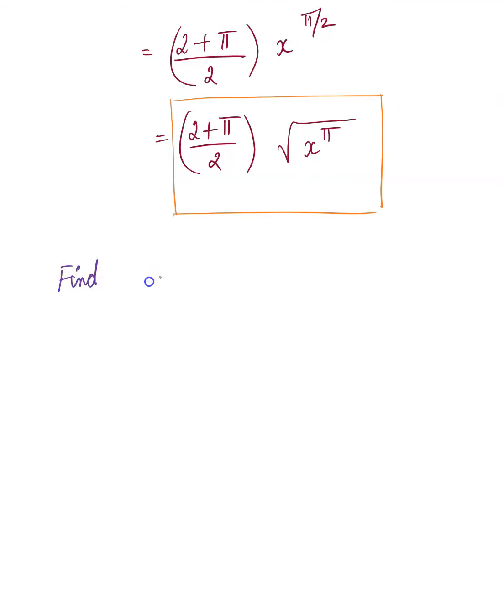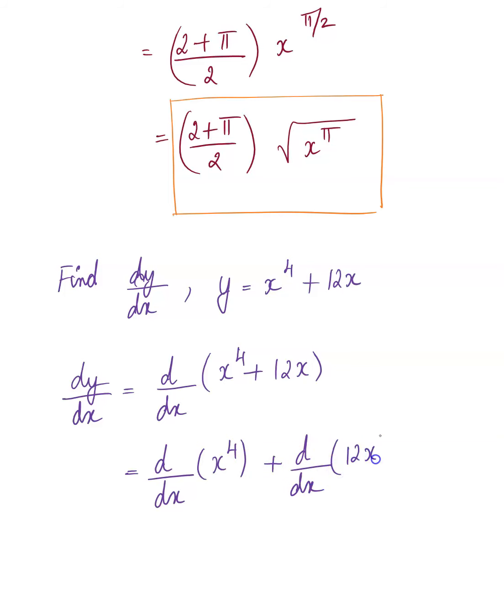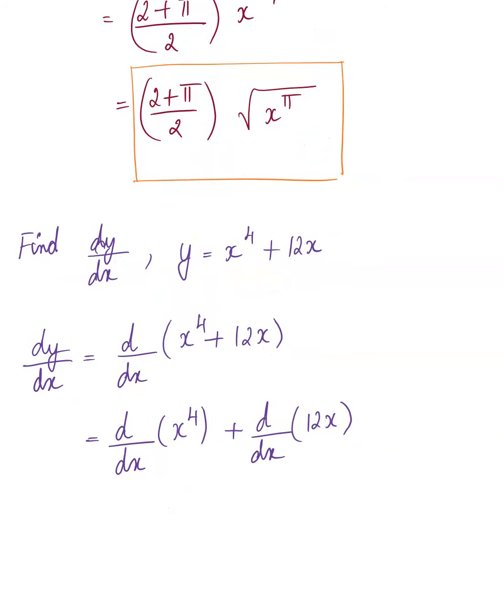Find dy over dx. And y is given to be x power 4 plus 12x. All right. As a first step, replace your y by this expression. You see that plus in between those two terms, it's a polynomial, you have the plus. So before you apply the power rule and so on, first we want to use the sum rule, so that we can write them as sum of two terms.